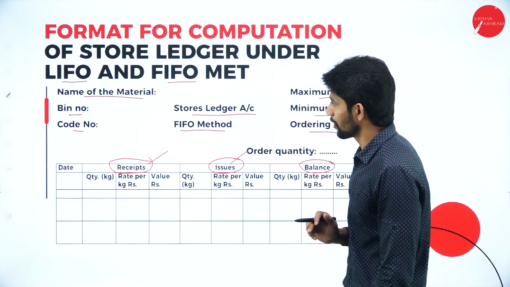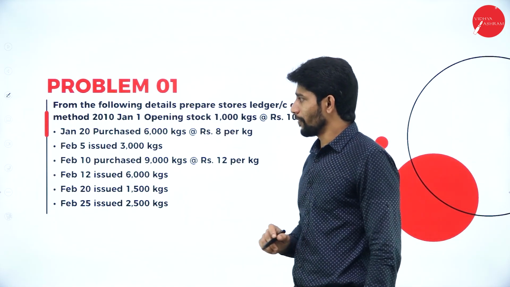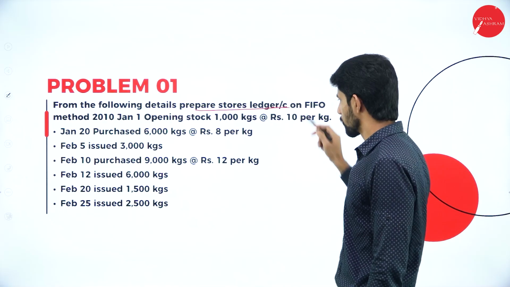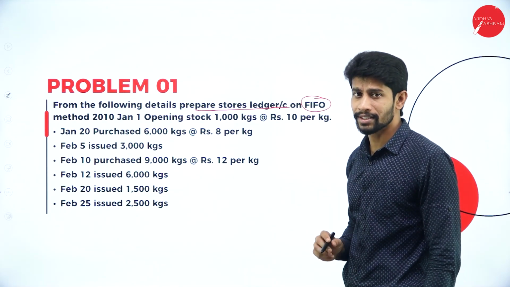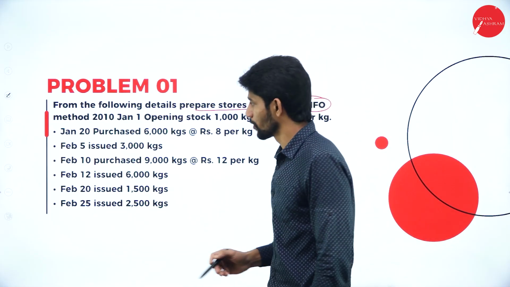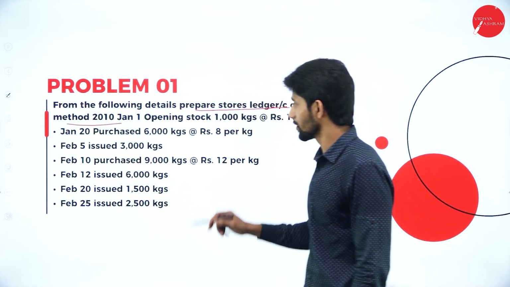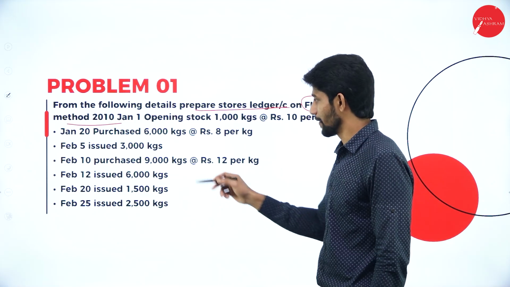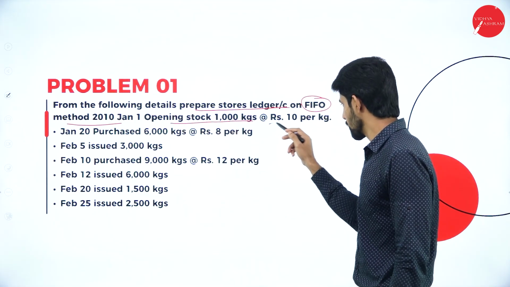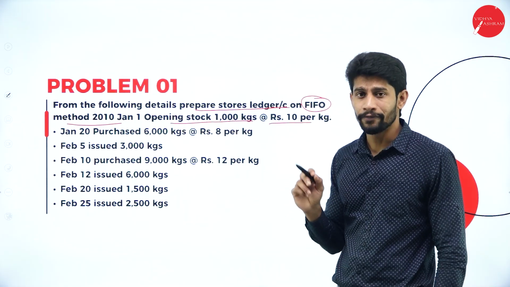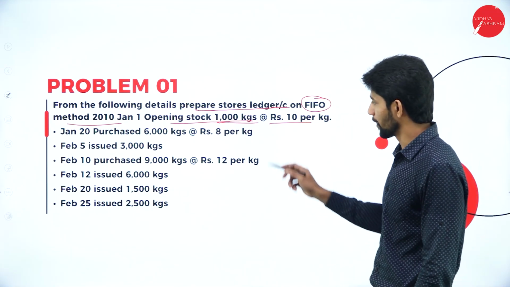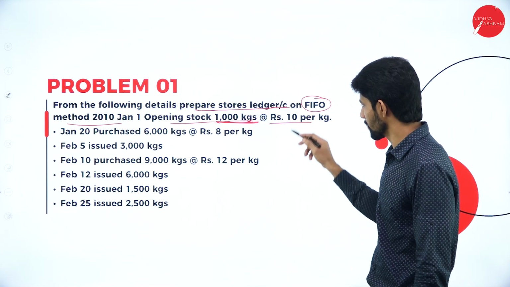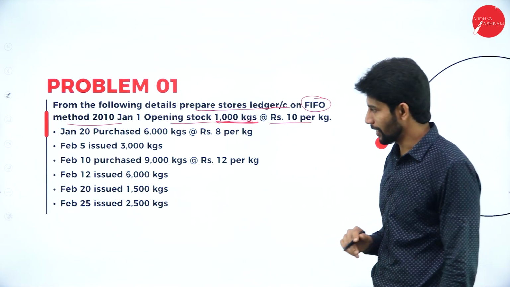So let us move on to solve the first problem. Problem number 1: from the following details prepare store's ledger account on FIFO method. FIFO method is nothing but first in first out. That is Jan 2010. On 1st Jan 2010, opening stock is 1000 kgs at rupees 10 per kg.